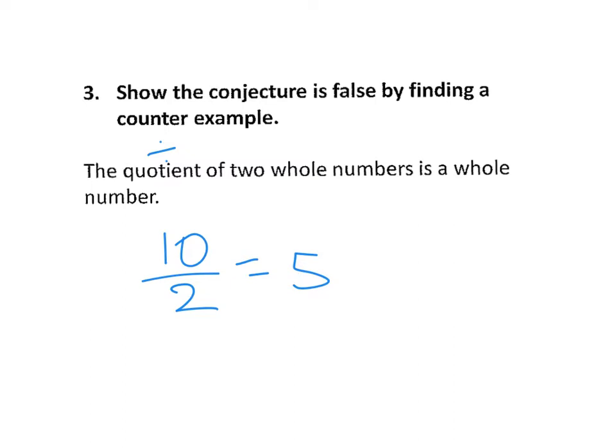I want you to divide for me, find 2 numbers that we divide and we don't get a whole number, meaning like we get a decimal. Okay? So when we divide 2 numbers, you get a decimal. That would be a counterexample. That's the evidence proving that this is false. All right? So that's what you're doing in number 3. Find me 2 whole numbers that we divide that give me a decimal.